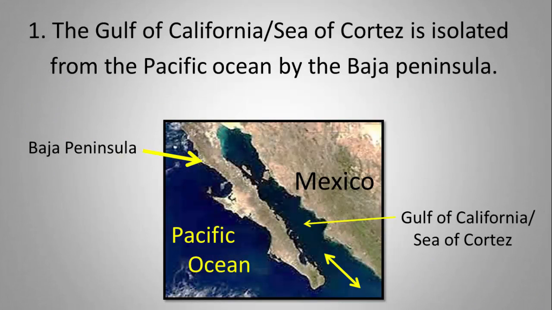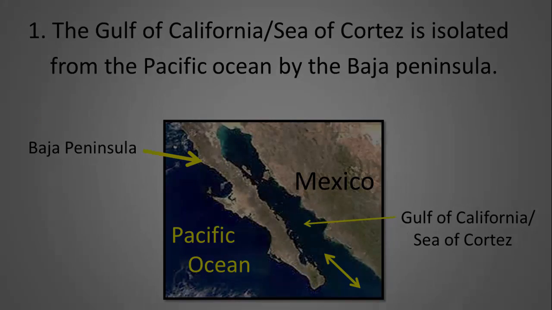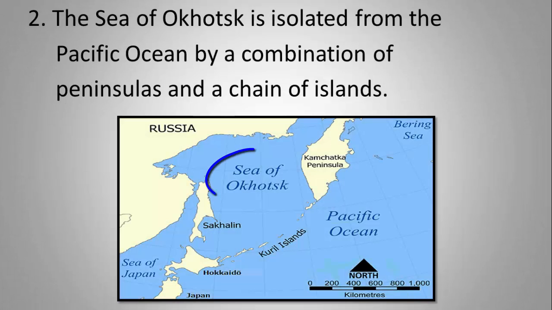Let's look at a local sea, Gulf of California, Sea of Cortez. It's isolated from the Pacific by the Baja Peninsula as indicated on the image. And another example of a sea, Sea of Okhotsk, North Pacific Ocean, and it's isolated from the Pacific by a chain of islands and a large peninsula. So the Kamchatka Peninsula, the Kuril Islands, helped isolate that body of water.